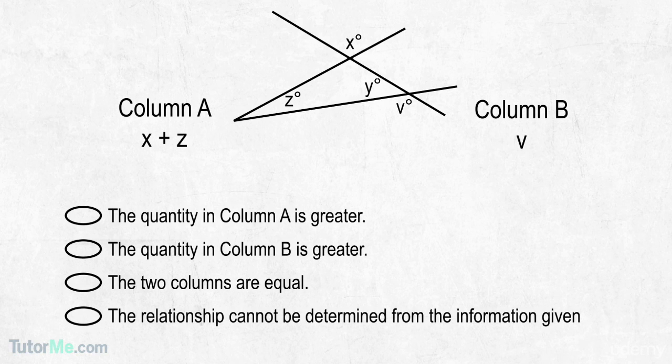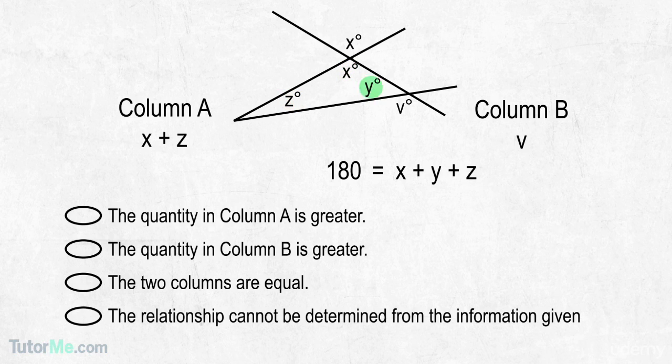For this problem, we know that x's vertical angle will be congruent with it. So let's move it down. Let's try to set up some equations that will show the relationship between the angles. We know that all of the angles in the triangle will equal 180 degrees. So we can have x plus y plus z equal 180.